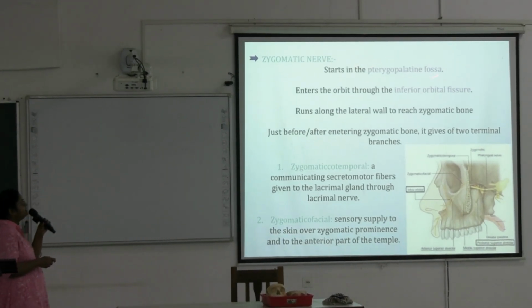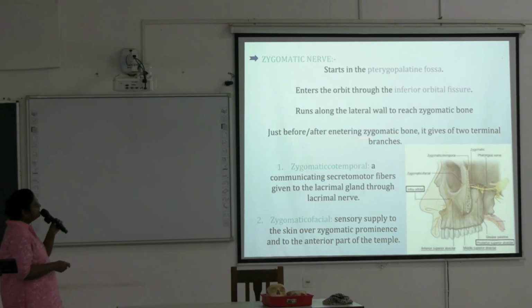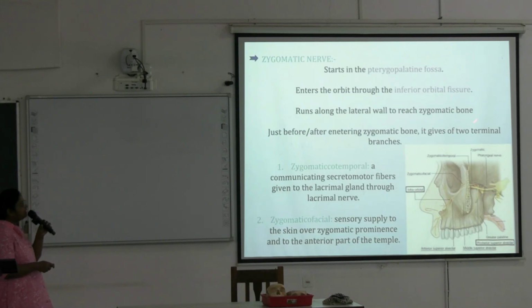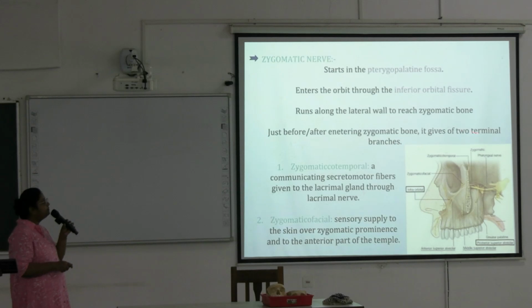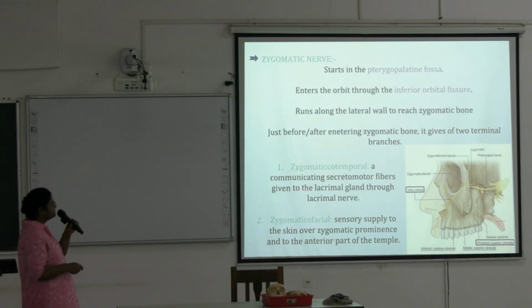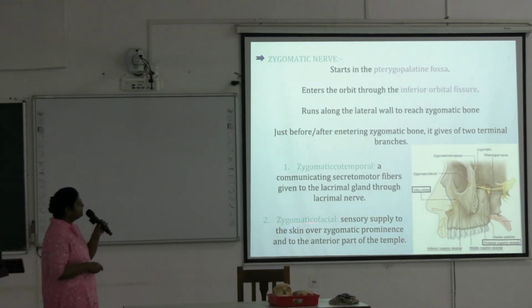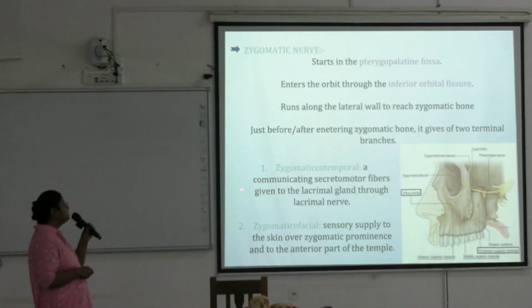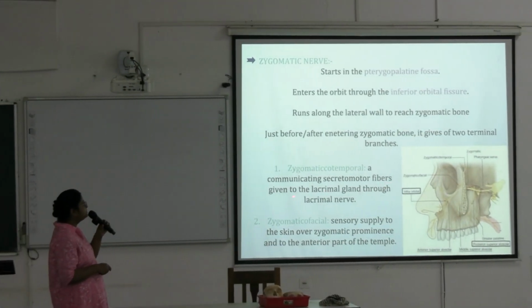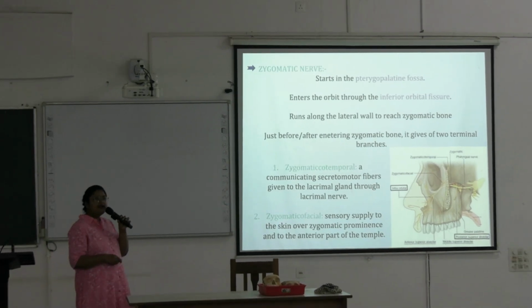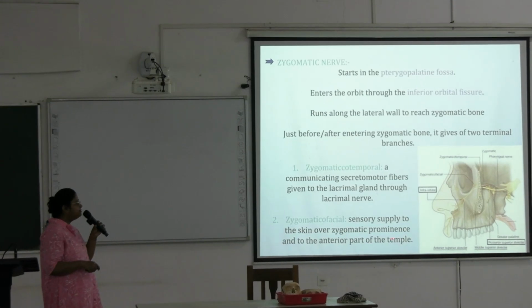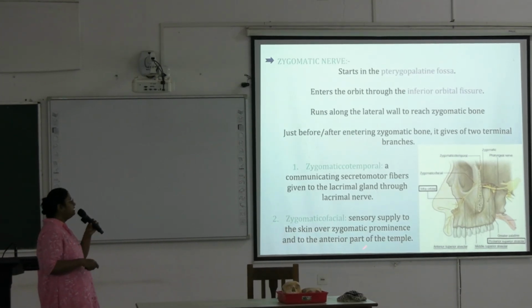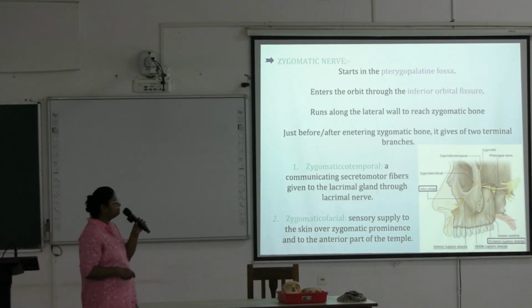So it starts in the pterygopalatine fossa, enters the orbit through the inferior orbital fissure, runs along the lateral wall to reach the zygomatic bone, and just before or after entering the zygomatic bone, it gives two terminal branches, zygomatico-temporal and zygomatico-facial. Zygomatico-temporal is a communicating branch carrying secretomotor fibers to the lacrimal gland through the lacrimal nerve, and zygomatico-facial is sensory, supplying the skin over the zygomatic prominence and the anterior part of the temple region.